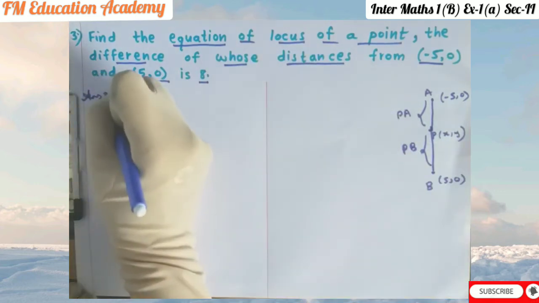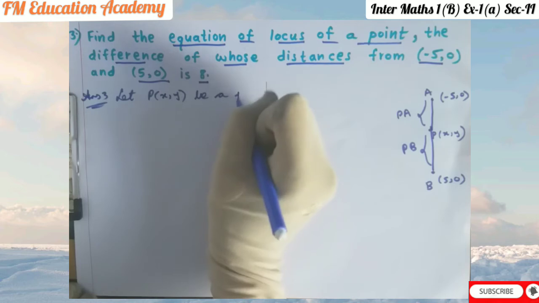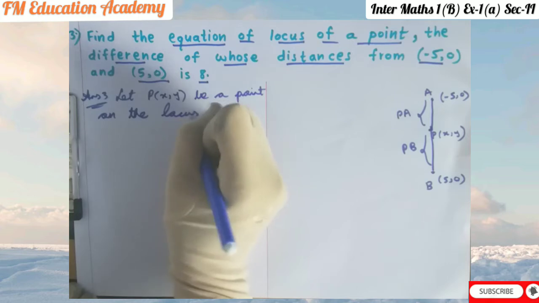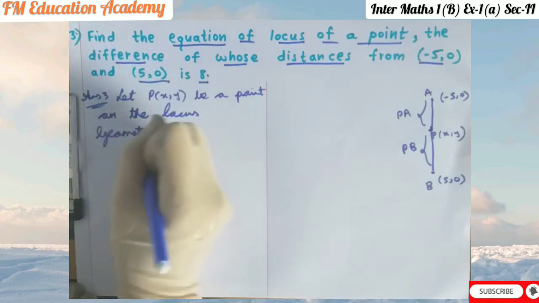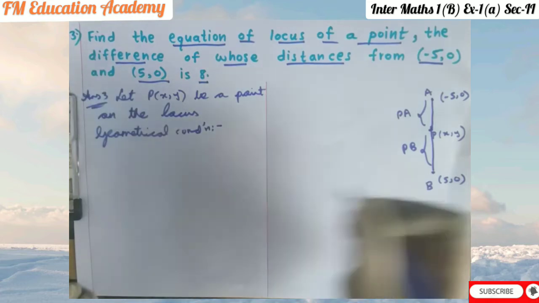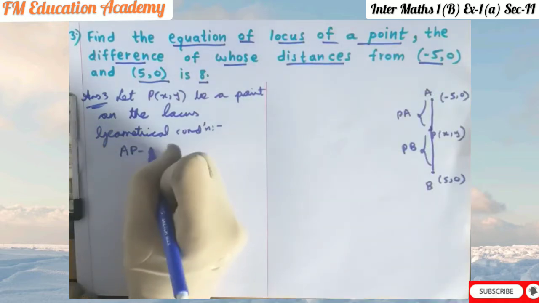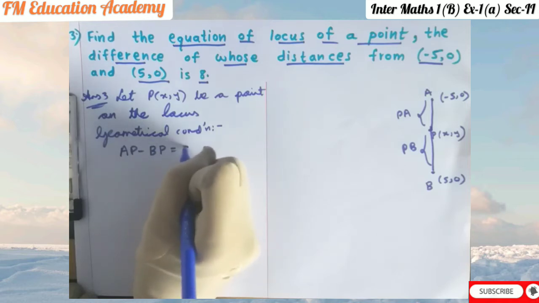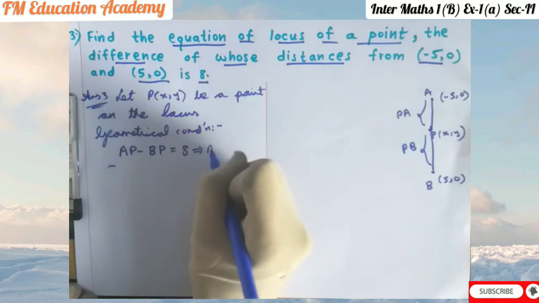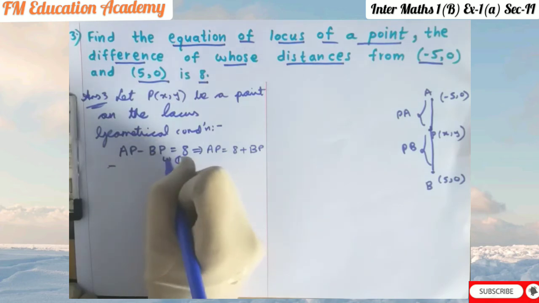So answer 3. First step, let P (x, y) be a point on the locus. Geometrical condition given is PA minus PB is 8, we can write, or we can write AP minus BP is equal to 8. What we can do here? We can send this minus BP to that side. So it becomes AP is equal to 8 plus BP. Now this is our equation 1.